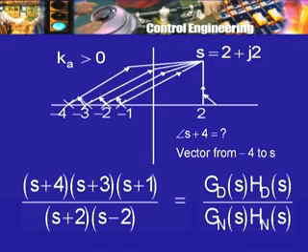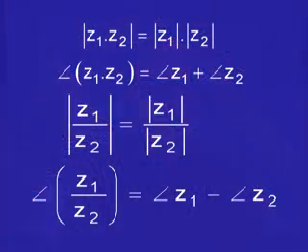Now that rule about modulus and rule about argument extends to not just a product but also to a ratio of two complex numbers. If Z1 and Z2 are two complex numbers such that Z2 is not 0 of course, then the mod of Z1 by Z2 is equal to the ratio of the moduli, mod Z1 divided by mod Z2.